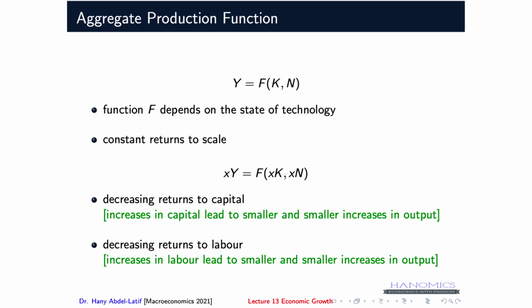If we assume constant returns to scale, meaning if you double the amount of capital you use and you double the amount of labor you use, then output is doubled as well, that's what we call constant returns to scale. However, if you have decreasing returns, meaning if you double, let's say, the amount of capital, then your output increases by less than double. That's what we call decreasing returns to capital.